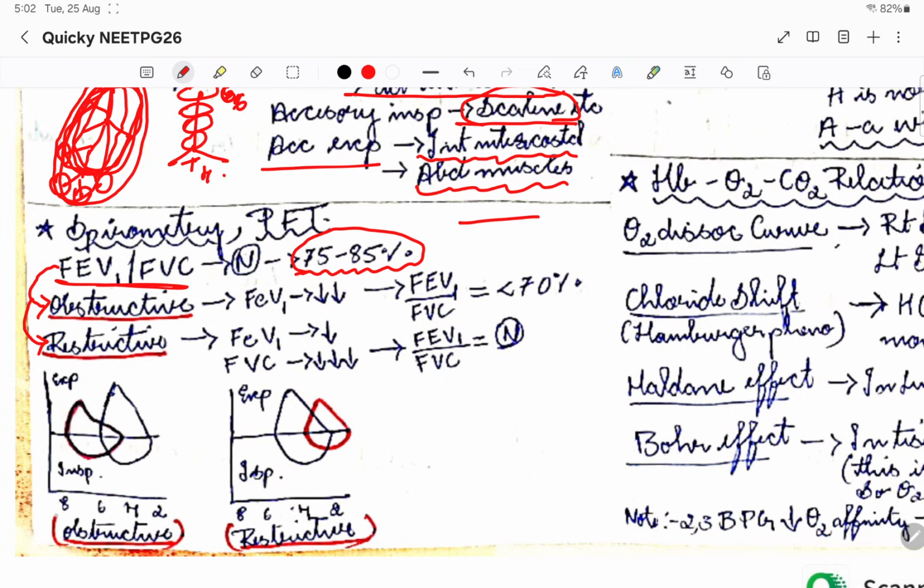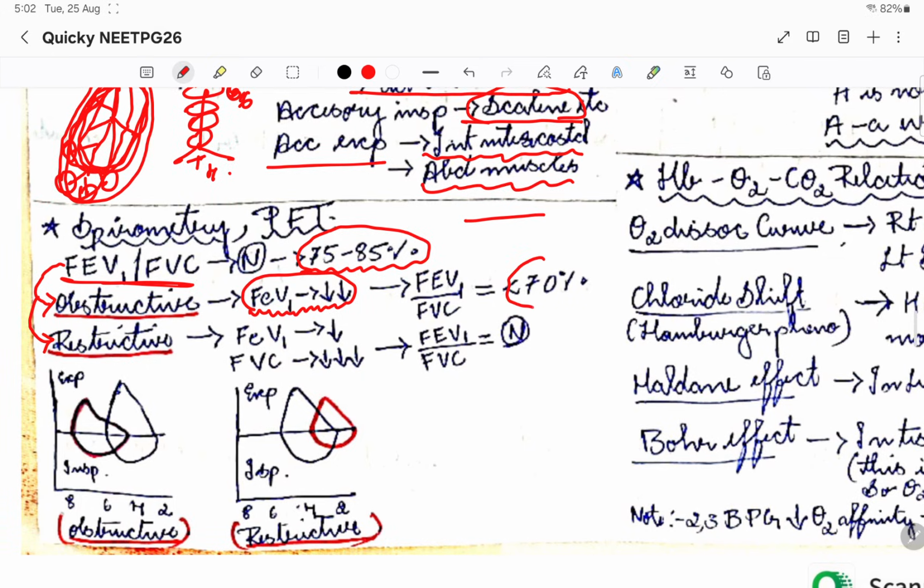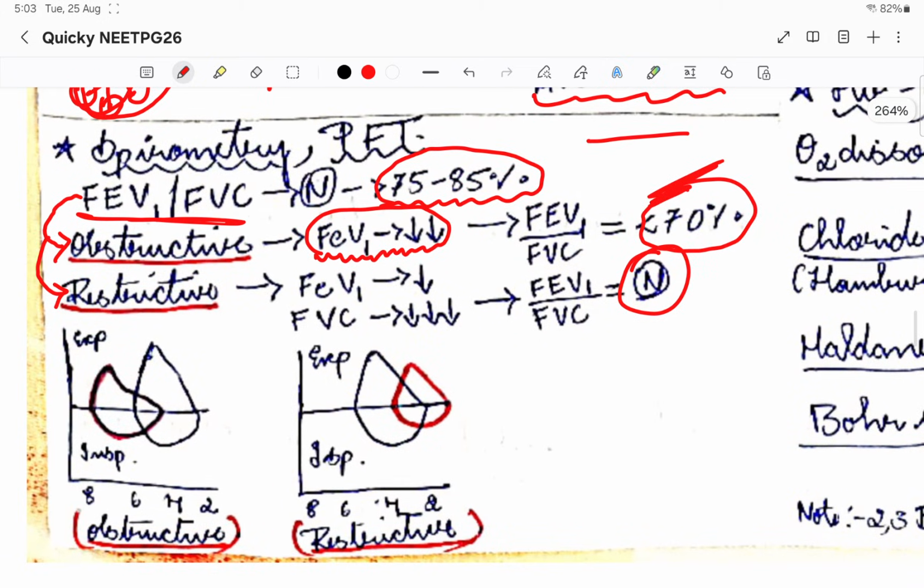Suppose it is an obstructive disease, meaning the expiratory volume in the first second will be low. So FEV1 will be low. FVC will be normal, whereas FEV1 by FVC will be low, so it is going to be less than 70%. Normally 75 to 80% will be there, whereas in obstructive disease it is going to be less than 70%. In restrictive disease, the FEV1 by FVC ratio will be normal. Please remember that. Just by seeing the spirometry we can judge what kind of disease the lung is having.